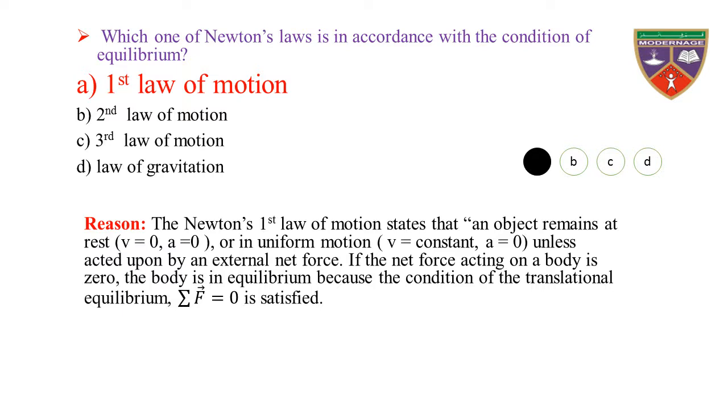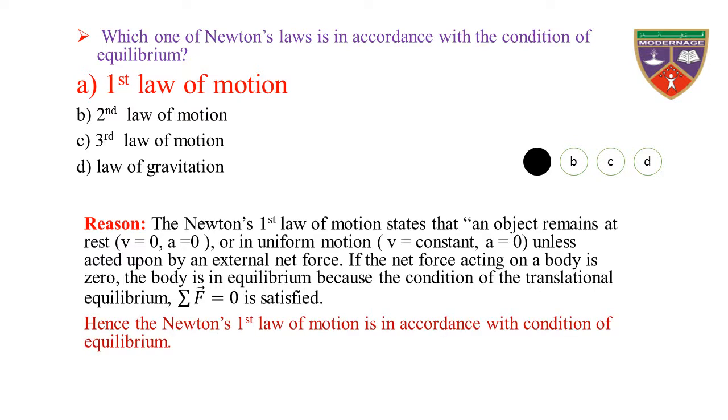Reason: Newton's first law of motion states that an object remains at rest, V is equal to 0, A is equal to 0, or in uniform motion, V is equal to constant, A is equal to 0, unless acted upon by an external net force. If the net force acting on a body is 0, the body is in equilibrium because the condition of translational equilibrium, sum of all the forces is 0, is satisfied. Hence, the first law of motion is in accordance with condition of equilibrium.